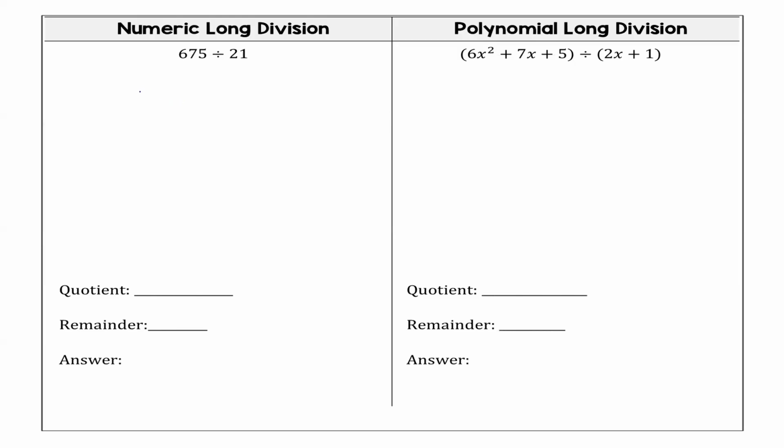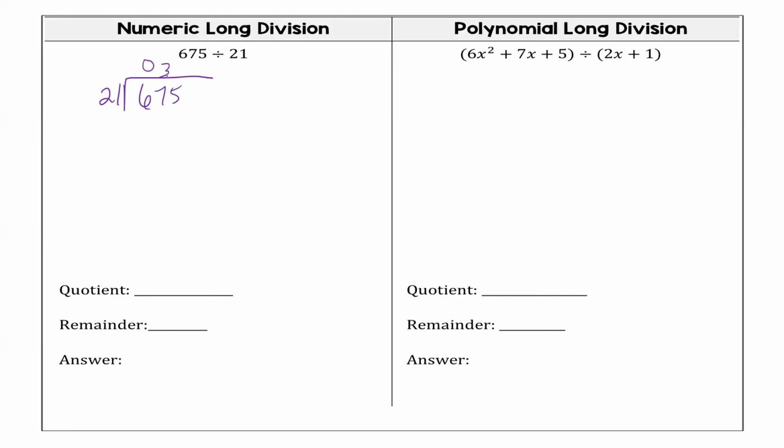So we have 675 goes in the house. 21 goes outside. So we ask ourselves, can 6 be divided by 21? Self says no, not going to work. Then we ask ourselves, can 67 be divided by 21? Myself says yes, it can. 67 can be divided by 21 three times.